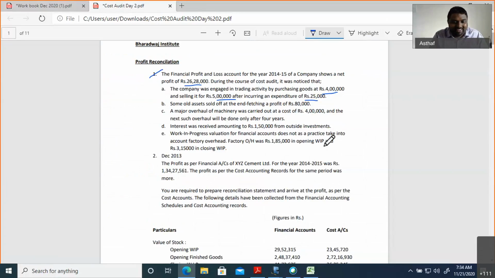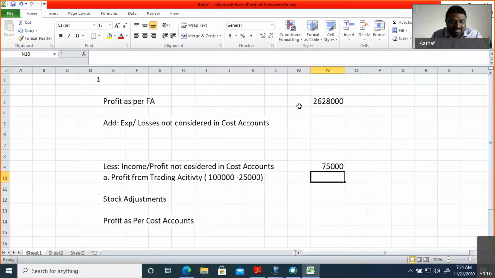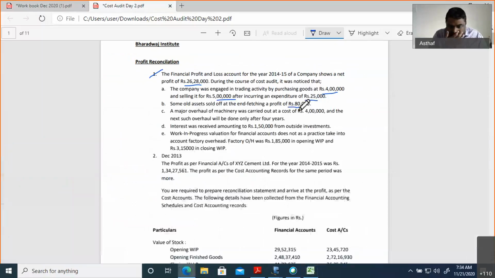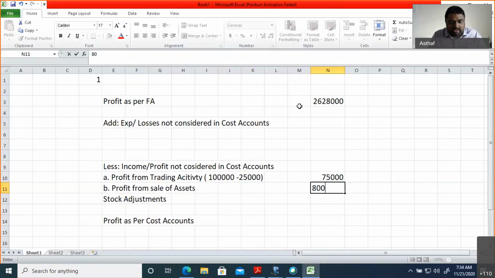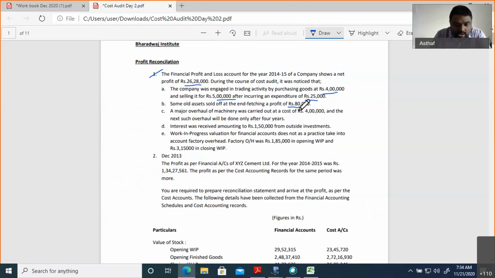Moving further, some old asset sold off, fetching a profit. Whenever a profit comes, the format is very clear. We just want to fill in that. That is profit from sale of assets. What is the profit from sale of assets, my dears? The profit from sale of assets is 80,000. Next, very interesting. A major overhaul was carried out, 4 lakh.